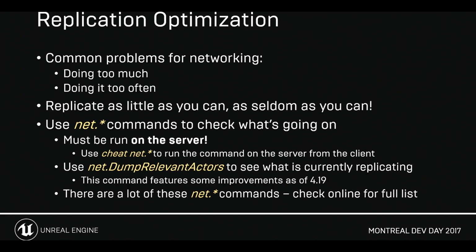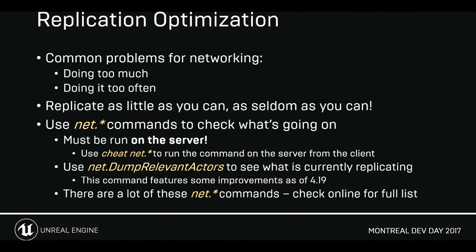A quick thing on network optimization. So common problems for networking, it's usually pretty obvious. You're doing too much and you're doing it too often. Obviously, replicate as little as you can. The big thing I'd like you to walk away from here is knowing about the net commands. So net dot, and there's a few of these. If you go into the console, type net dot, you'll see the big long list of them.